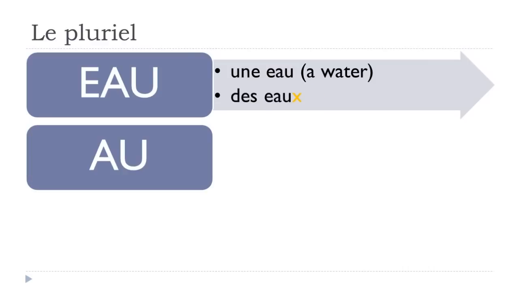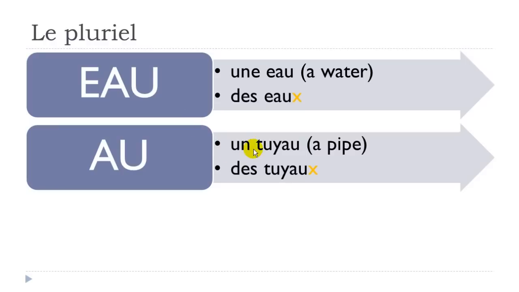Second group, words ending with a, u. Here is an example, un tuyau, okay? Same rule here, you won't add s at the end, but instead of s, you will put x, okay? Des tuyaux, same rule, you don't pronounce it. Un tuyau, des tuyaux. So the only difference will be with the article, because the word will be pronounced the same way.